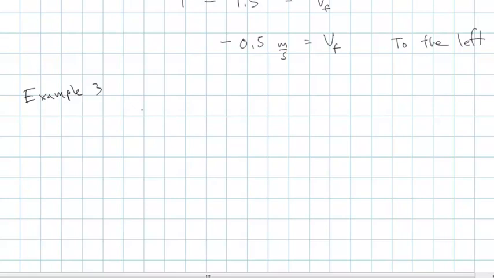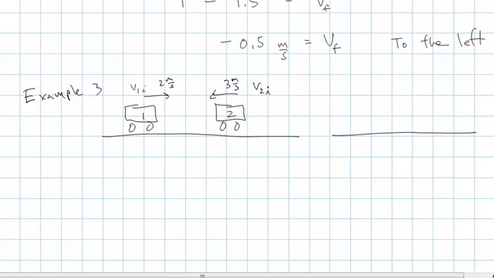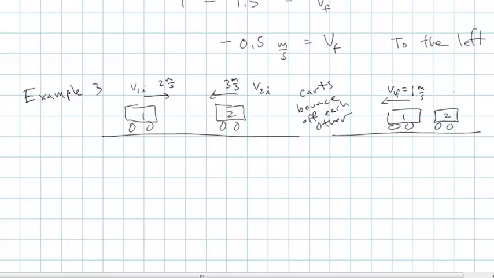Let's say we have two carts, 1 and 2. We can have them moving toward each other. Afterwards, we have cart 1 moving in this direction. Let's say it's going at 1 meter per second. And we want to know what V2 is doing at the end. Momentum conservation, because this is a collision.